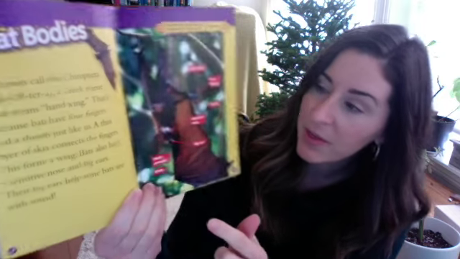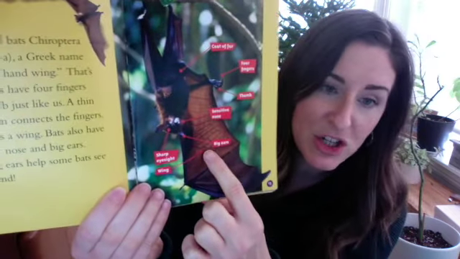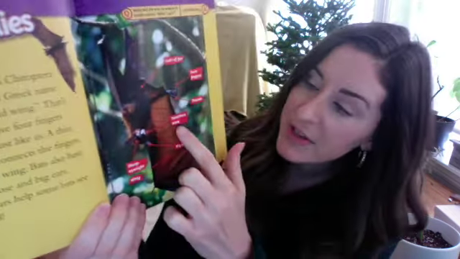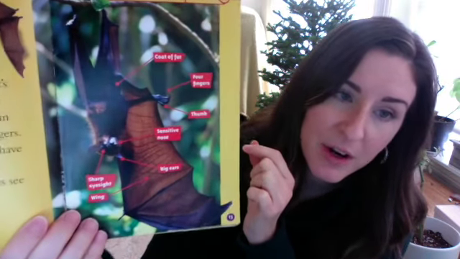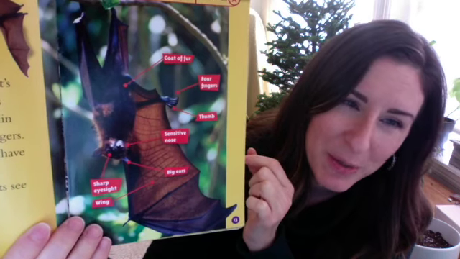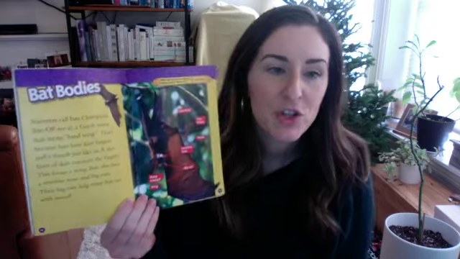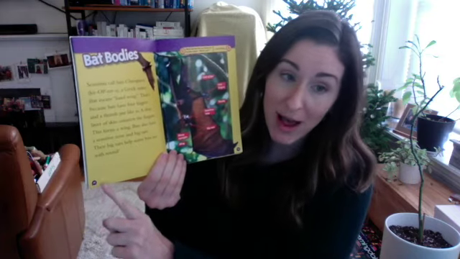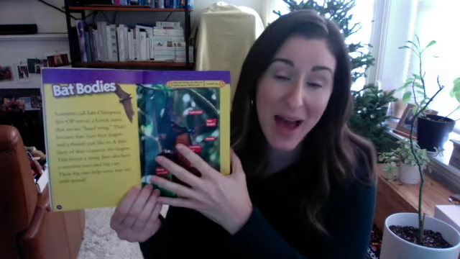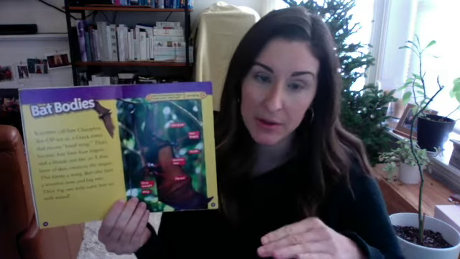And then on the picture, it's got labels like it shows the big ears and the sensitive nose and the 4 finger bones that they have there at the bottom of their wing. So just like the table of contents told me, when I get to page 12, I'm going to be reading about bat bodies and nothing else.